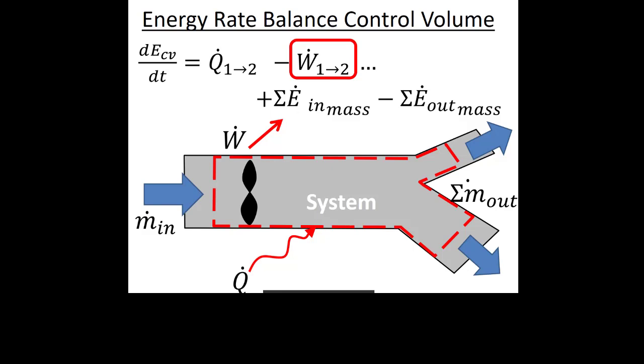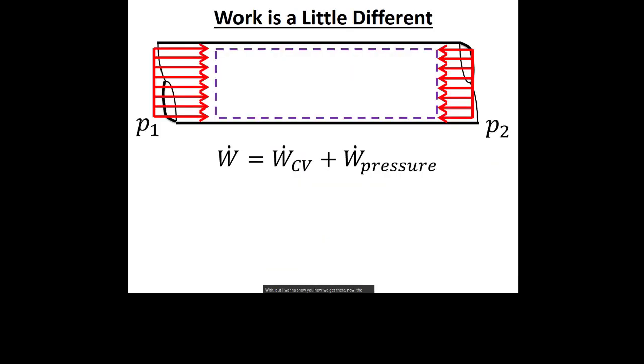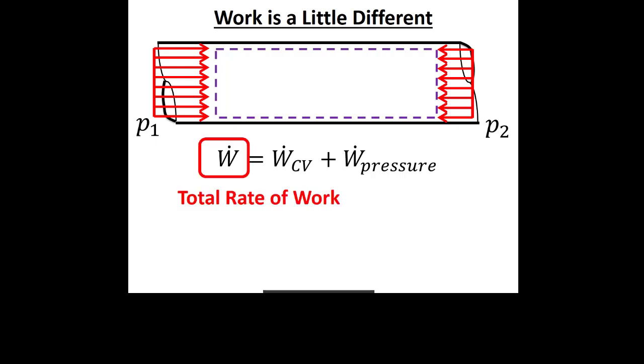Now, the work term's a little tricky, right? So just like the problem that we did last time with the paddle wheel inside the piston, there was two different kinds of work, right? There was the pressure work, the gas pushing on the piston, but there was also that work happening inside the control volume because that paddle wheel was turning. And this is also true inside a control volume.